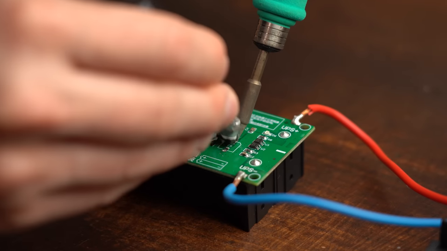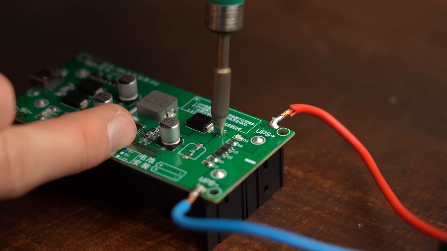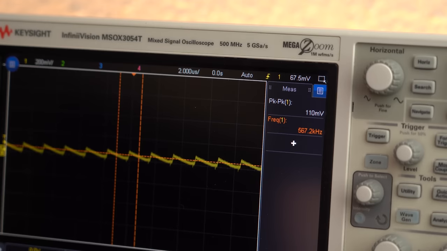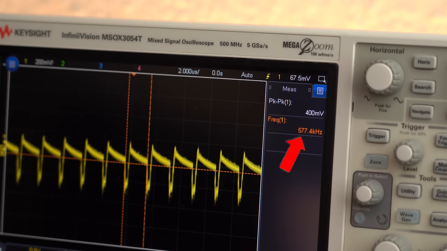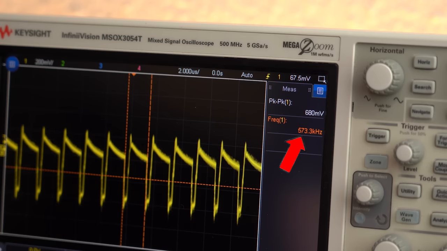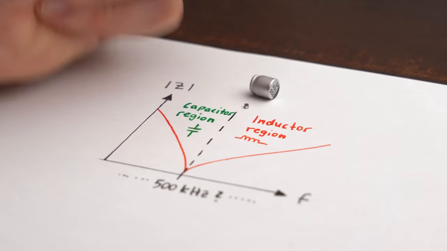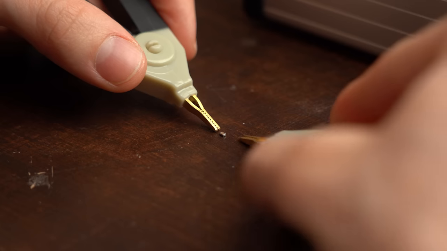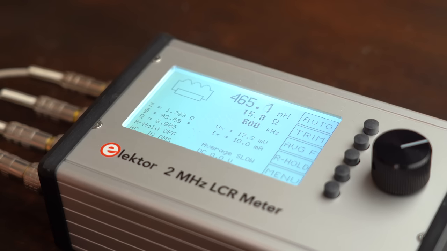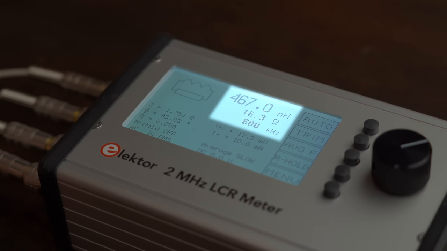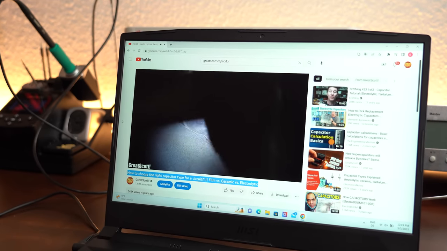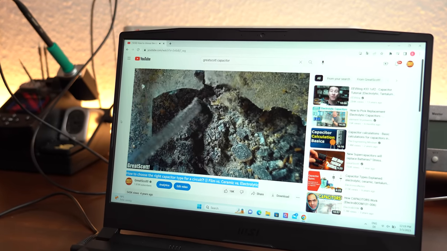In my opinion, that was a bit too high, and the problem might be that at the switching frequency of this converter's 575 kHz, the used capacitors might act more as inductors than capacitors. I know it sounds a bit crazy, but this theory was definitely confirmed by my LCR meter. And if you're completely confused right now, then check out my previous video about choosing the right capacitor type.